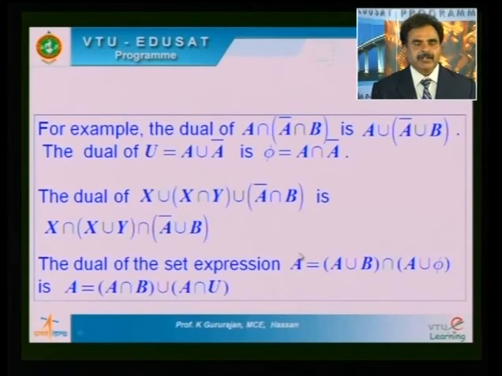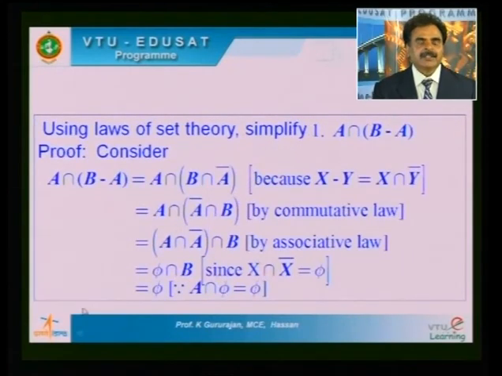Right? Now, after discussion of all this, we shall consider the following type of problem. Many times we will consider problems involving a big, huge formula and its simplification. Now, I considered this problem here. I want to simplify A intersection B minus A by using only the laws of set theory, not by using the Venn diagram approach or the membership table approach. I have to use only the laws of the set theory.